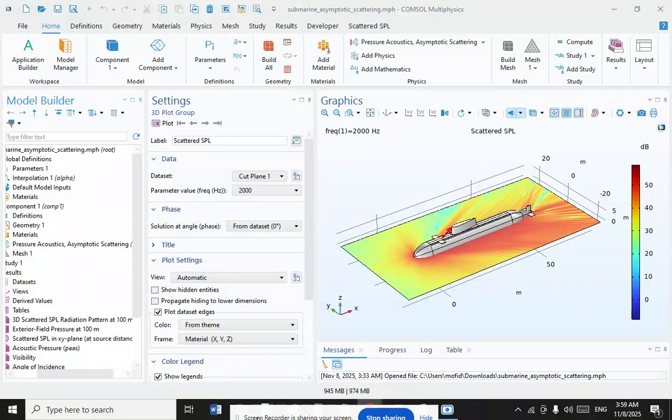This simulation studies the scattering of the BeTSSi benchmark submarine, the benchmark target echo strength simulation. This model uses the high-frequency approximation of the Pressure Acoustics asymptotic scattering interface. The analysis is fast and a good approximation at high frequencies, when the wavelength is much smaller than the scattering object.